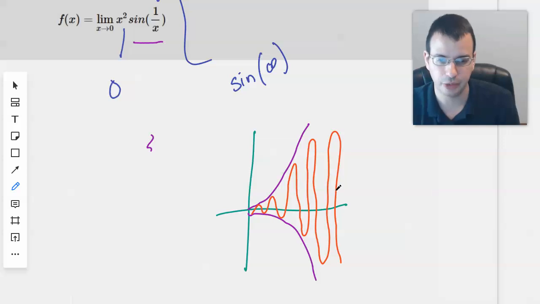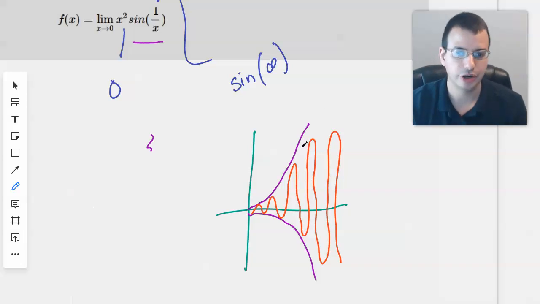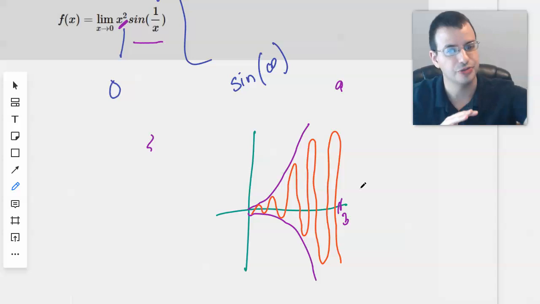And your first thought was, what? You just said that sine of 1 over x is going to be between 1 and -1. Well, it is, but we're multiplying it by x squared. So if this is like, I don't know, 3 squared is 9, then x squared times sine of 1 over x will be bounded by +9 and -9. And then this goes on towards infinity.